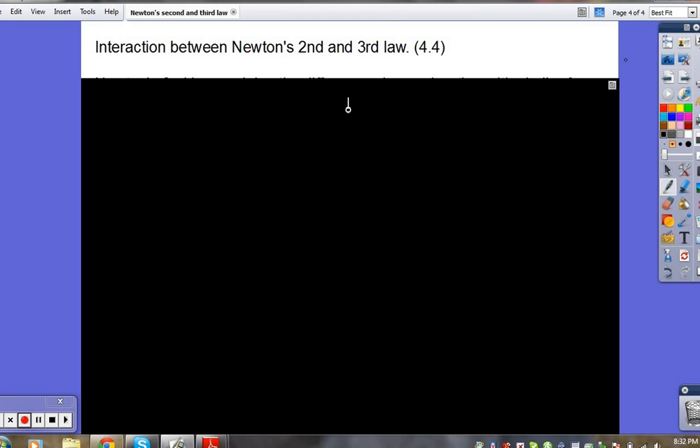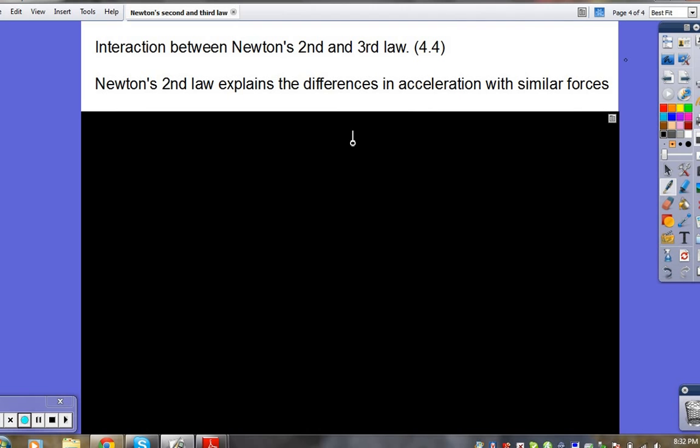Chapter 4 in general is Newton's third law. Chapter 3 is Newton's second law. So, Newton's second law explains the differences in acceleration with similar forces. It talks about how the same force can cause 2 different accelerations, which makes all the sense in the world. We've already talked about it tonight with the tennis balls, that with the same force, a lead-filled tennis ball and a regular tennis ball are going to have different accelerations. That made a lot of sense.